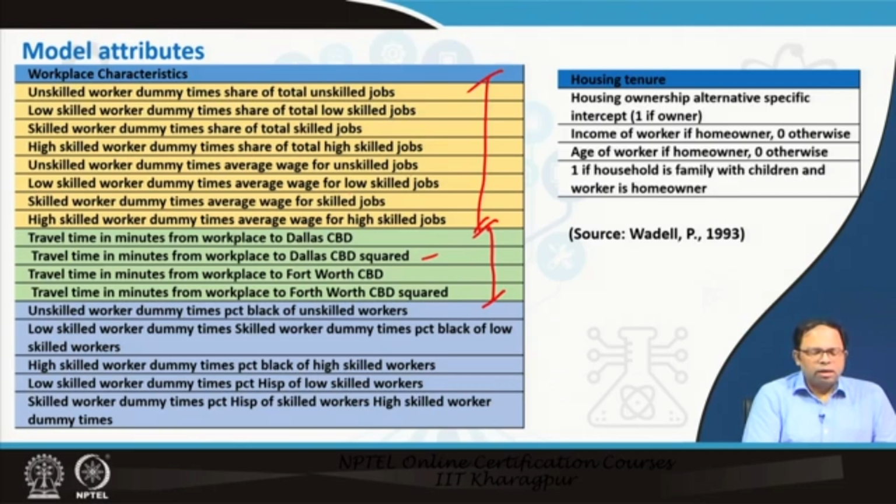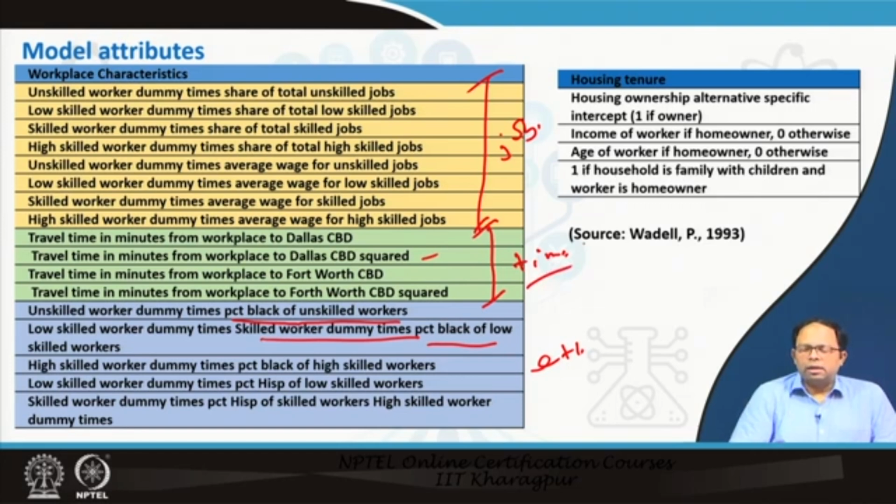And then also demographic characteristics, like ethnicity, were considered, like unskilled worker dummy times the number of black unskilled workers, and skilled worker dummy times the number of black low skilled workers, and so on. So, ethnicity is brought in, then job matching is brought in, and then again travel time is a standard variable which also could be looked at.